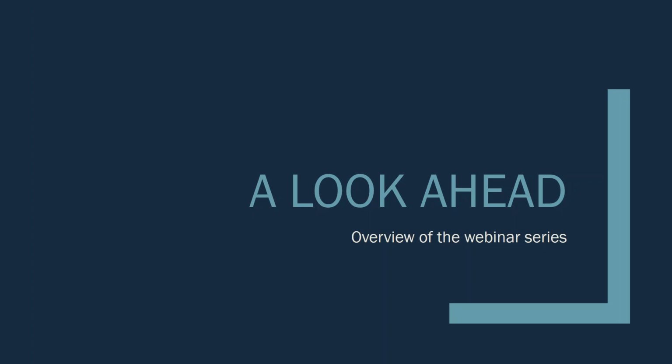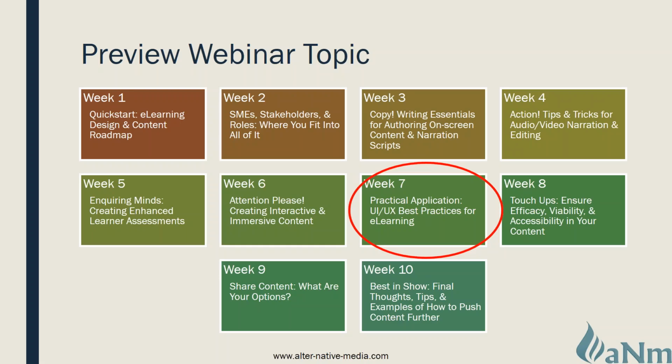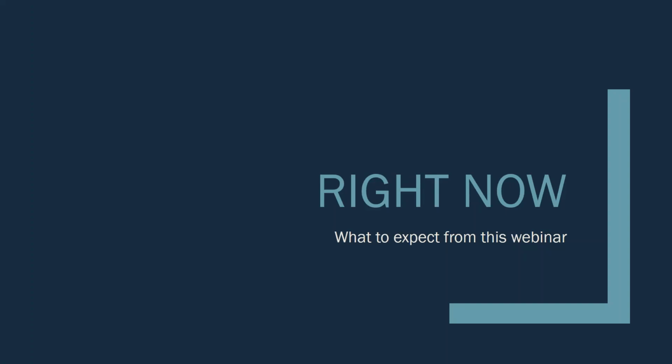So let's take a look at where we've been and where we're going today. Week 7, and again, we're talking about UI, UX. Next week, we talk about different ways to put a really high polish on your e-learning, things you should consider all along in your process, but also as you finish up, making sure that your product and your content is efficient, viable, and accessible. Then in week 9, we'll talk about publishing and sharing options. And finally, in week 10, we'll look at the best of and some really great examples of e-learning.